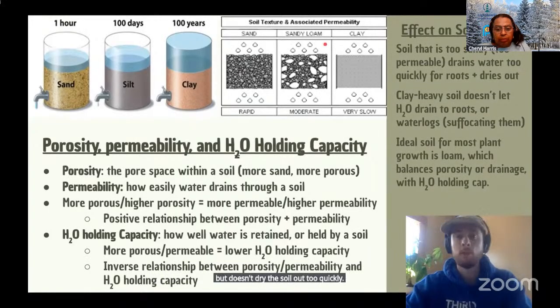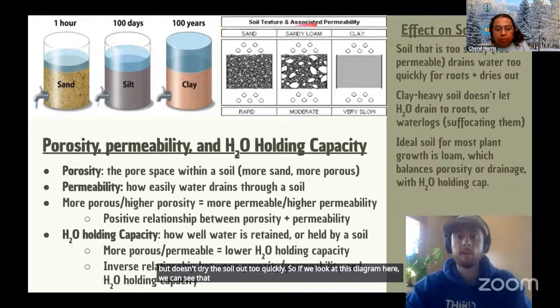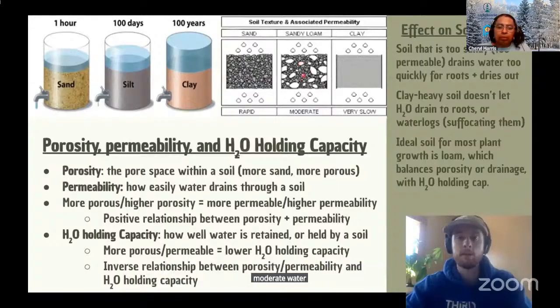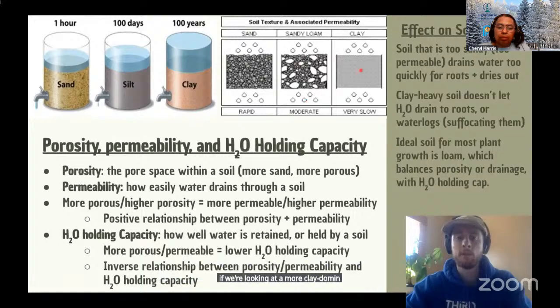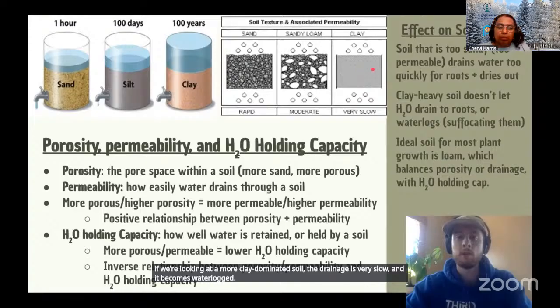So if we look at this diagram here, we can see that the sandy loam, which is again a nice mixture of sand and clay with some silt as well, is going to allow water to move in. It's going to allow the water to be held, moderate water holding capacity, but it's also going to allow it to drain through. If we're looking at a more clay-dominated soil, the drainage is very slow and it becomes waterlogged, which can suffocate plant roots.